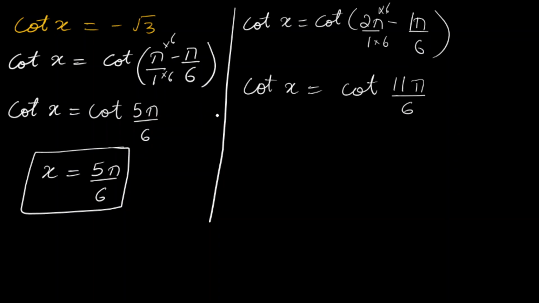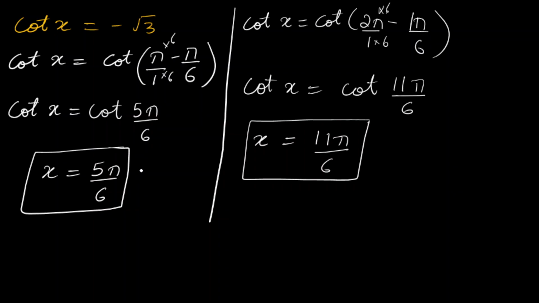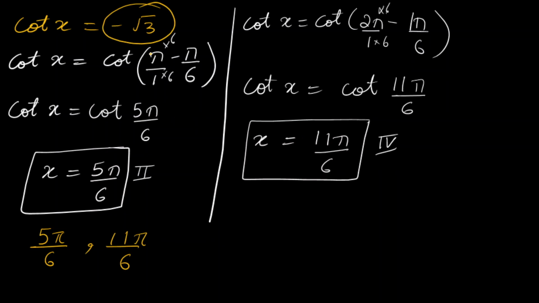So we have done it. Both the principal solutions we have found: x equals 5 pi by 6, which is the value of the second quadrant, and 11 pi by 6, which is the value of the fourth quadrant. So two principal solutions I have found. The first one is 5 pi by 6. The second one is 11 pi by 6. Here the value was given to us as a negative value. That's why instead of the first quadrant, we found the values of the second and fourth quadrants.